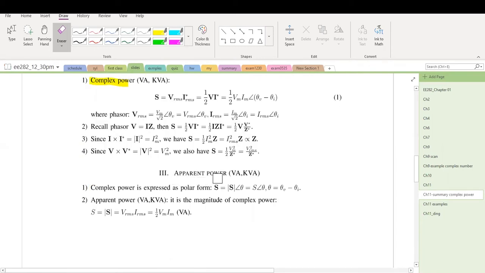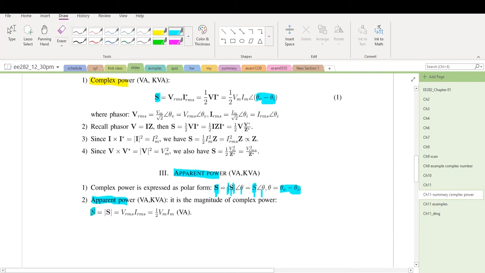Let's introduce apparent power. So what is apparent power? That's the magnitude of complex power. If we recall, this complex power is a complex number we can write in the polar form. So S, the complex power, equals magnitude of S at angle theta, and theta is theta V minus theta I here. See, this is a big capitalized S, capitalized but not bolded. So this is the magnitude.